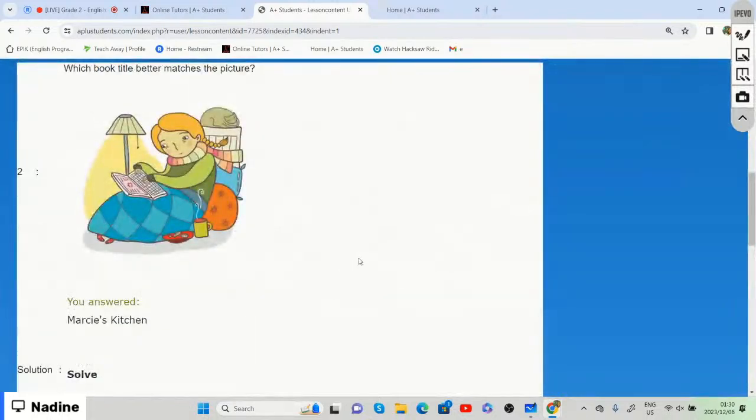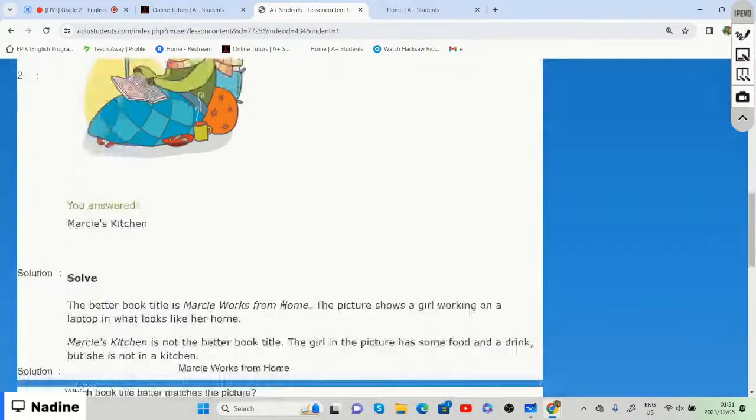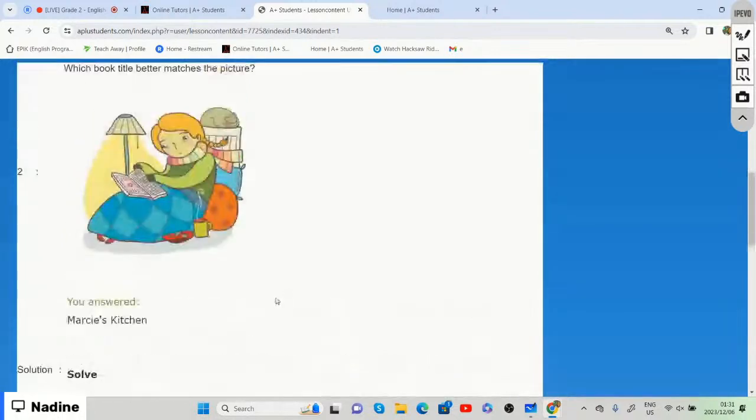All right, if we look at the picture, what do we think is the title? So the girl is having cookies, she's under the blankets, reading a book, or basically busy with the laptop.